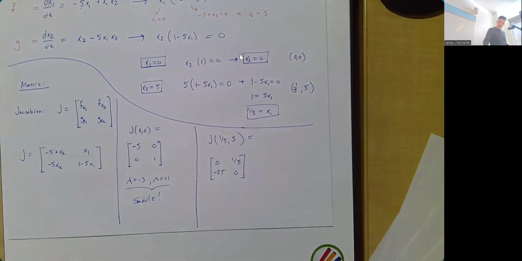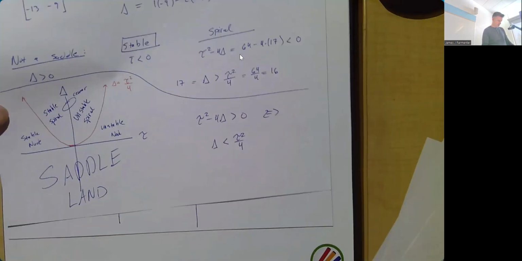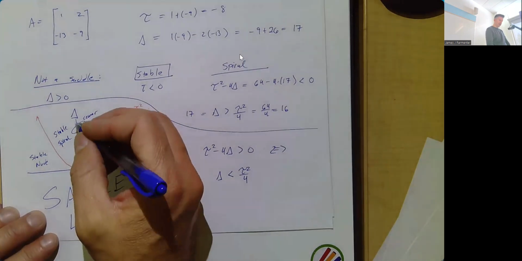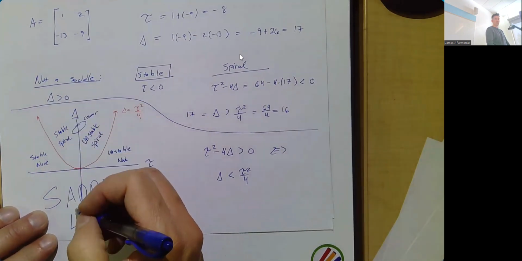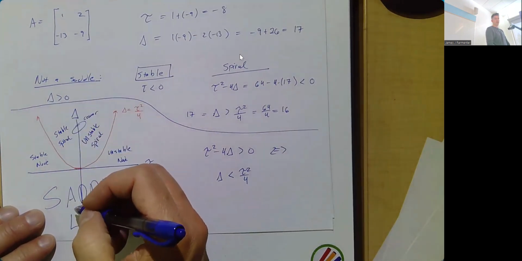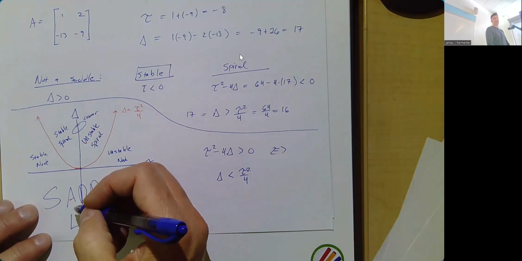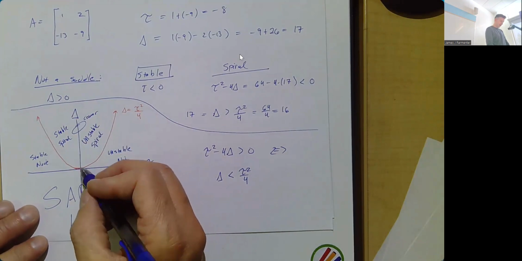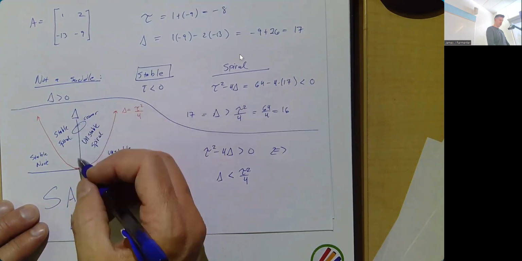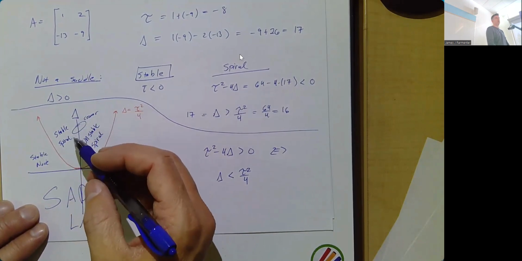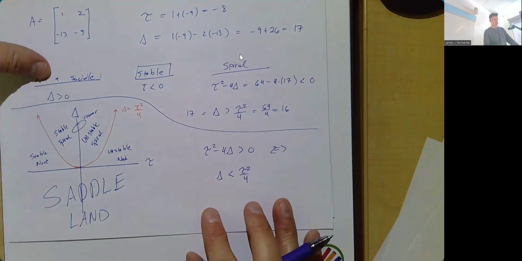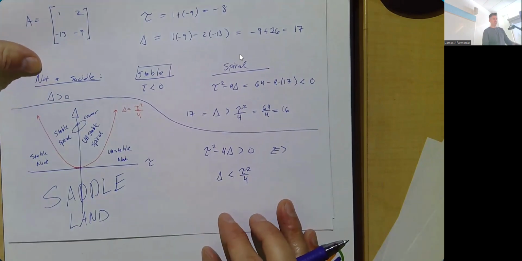Because if you look back at our little graph here, if your trace is 0, it means you're on the y-axis. But our determinant is definitely positive because it's 0 minus a negative number, which means we have to be up here in center or neutral spiral. Cool. Well, let's go ahead and look, because I think it's worth doing the work.